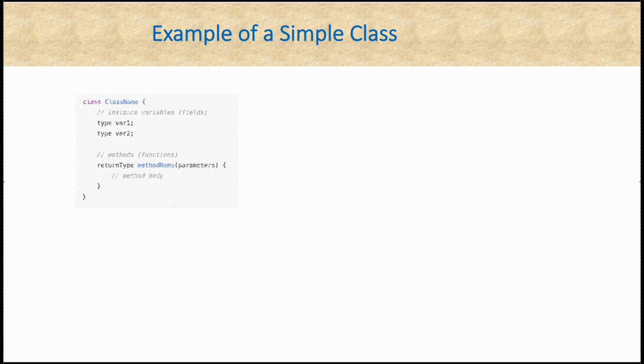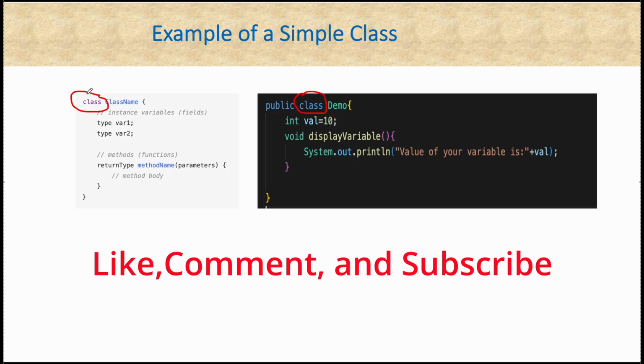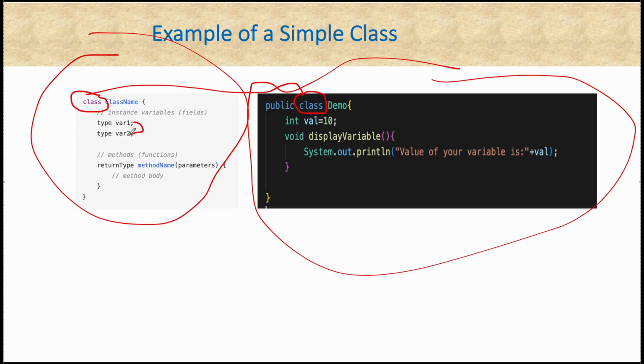Example of a simple class. Now, look at this. These two keywords are the same: class, class. The class keyword is used before the class name to define it as a class. Now, you have created your own class with an instance variable and your method. These methods define what to do with the variable. Inside the method body, you manipulate the data and everything.